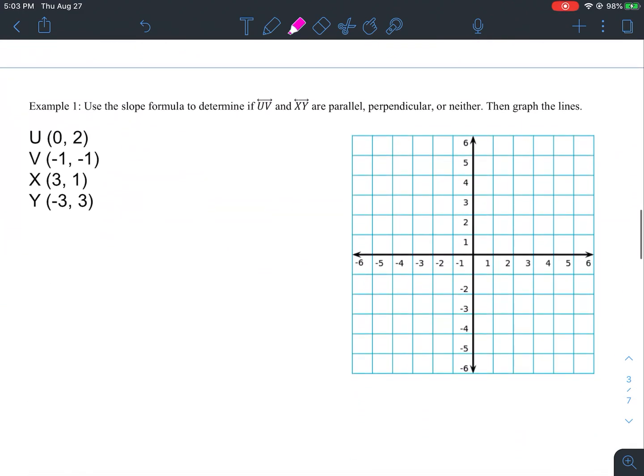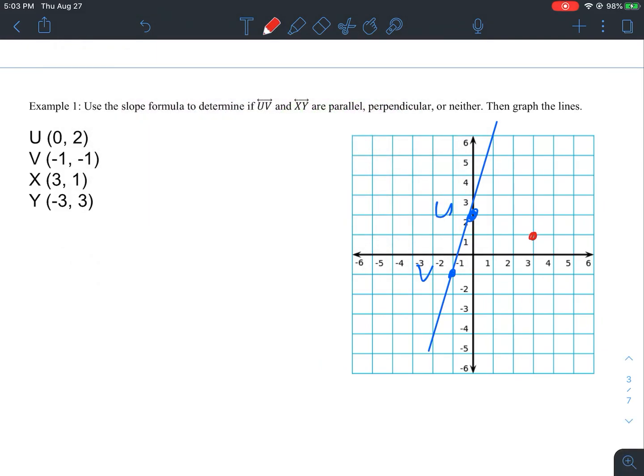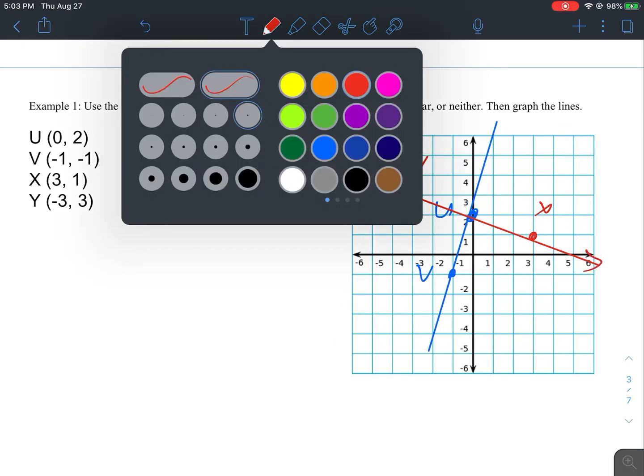Okay, so let's take a look at a problem here. First thing we're going to do is plot these 4 points. U is at (0, 2). V is at (-1, -1). Let's draw that line. And then X is at (3, 1). And Y is at (-3, 3). Okay, so I got my two lines drawn.